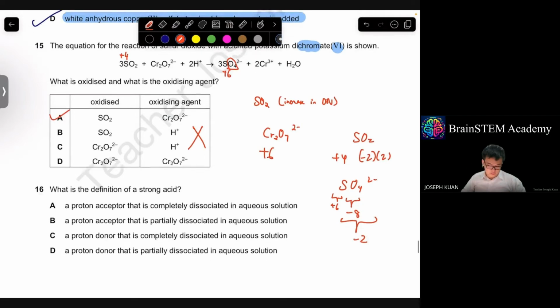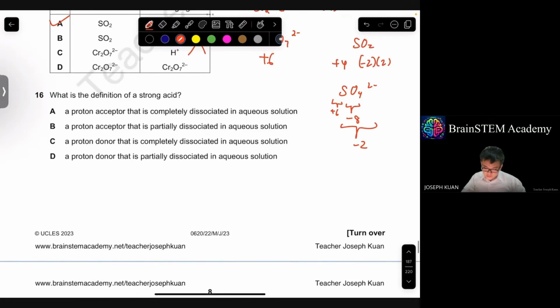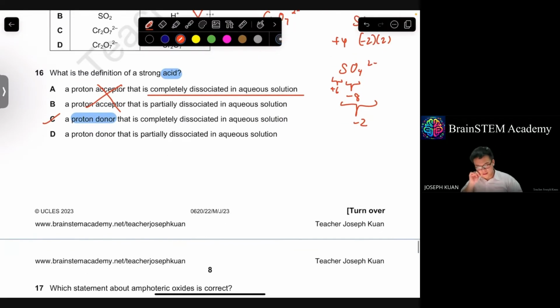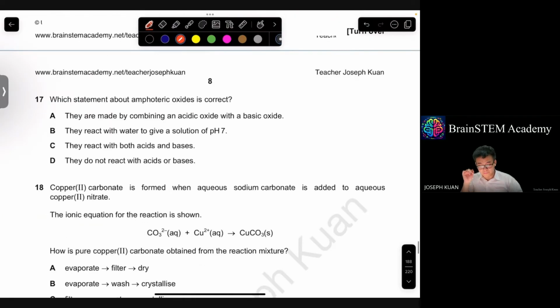Moving on. Question 16. What is the definition of a strong acid? An acid is a proton donor, so not a proton acceptor. Strong means completely dissociated in aqueous solution. A is the answer. Wait, pause. But yeah, it's pick C. Sorry, I just eliminated A. It's a proton donor that is completely dissociated in aqueous solution.